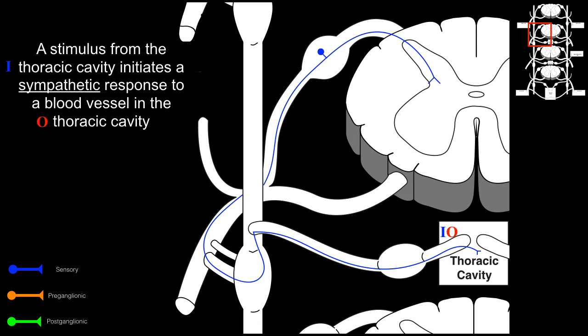Now we use this 2-neuron pattern. We have a preganglionic and a post. Pre means before, post means after. So we're going to use the orange neurons synapsing in that gray matter going out of the front.